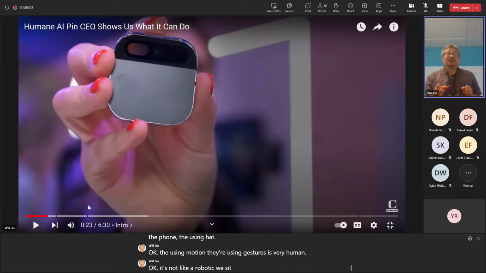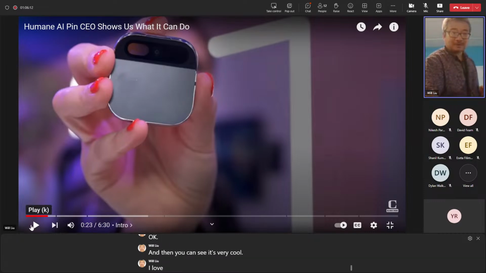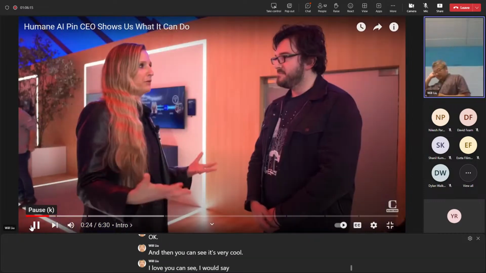We sit here, we look at the screen. We are supposed to do it. And you can see it's very cool. As you can see, it's a new kind of computer.